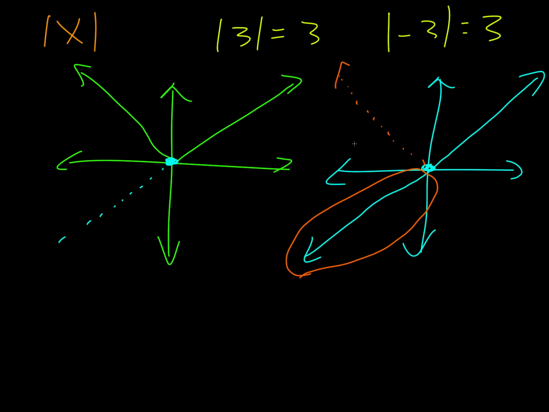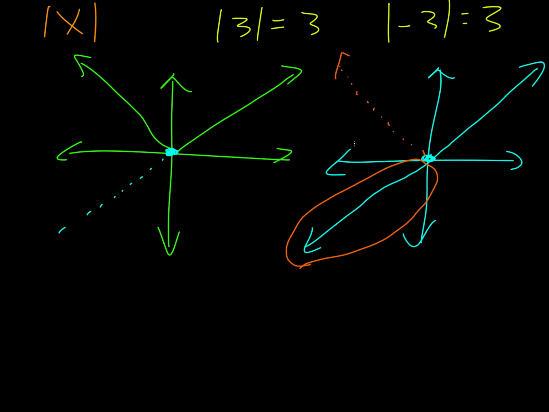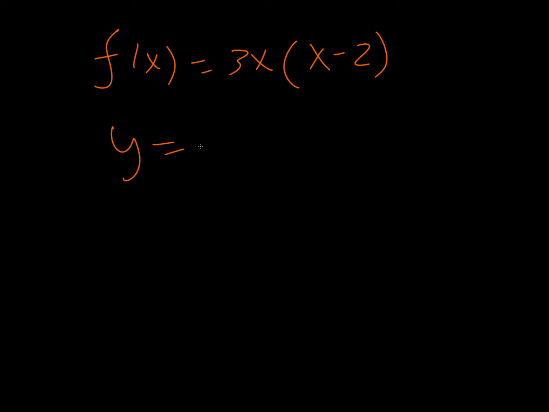Okay. So there's only one example. Let's do that. So it says draw the graph of f of x equals 3x, x minus 2 on the same set of axes. Let's see. And on the same set of axes, draw the graph of y equals the absolute value of f of x.